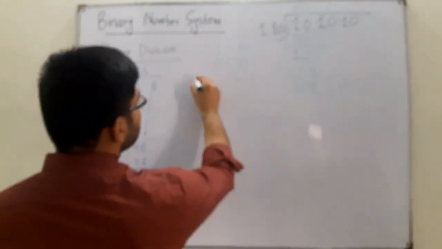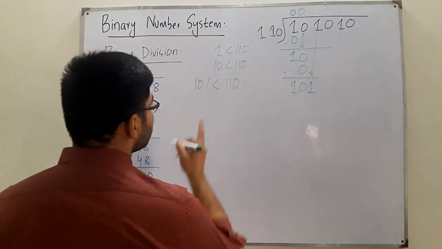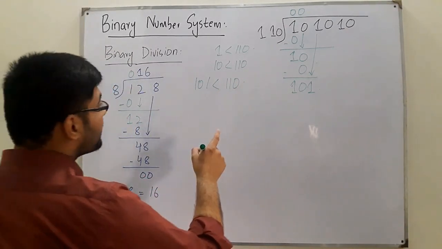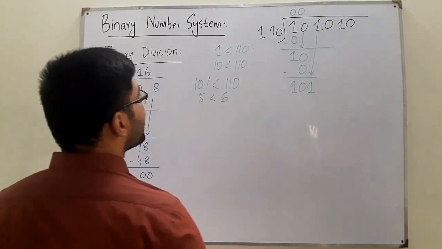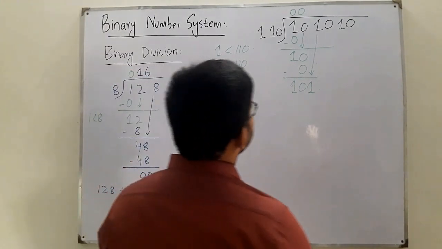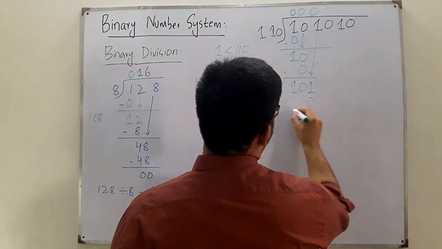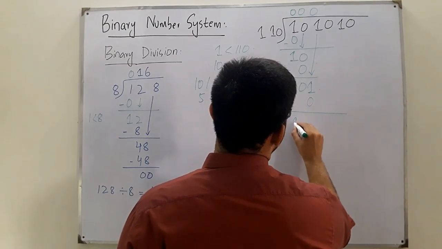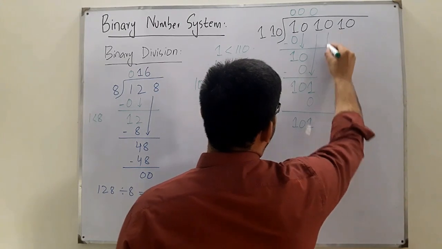Now we see that 101 is again less than 110. You'll see in the binary conversion that this is 5, and 110 is 6, so 5 is less than 6. Alright, so once again we multiply this by a 0, which makes it a 0 now. 101, and now this 0 comes down.